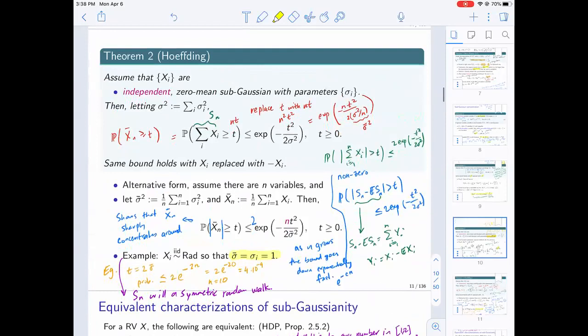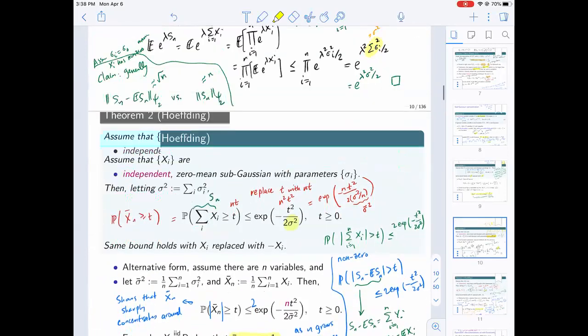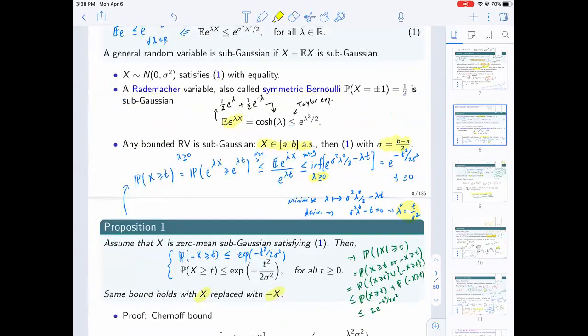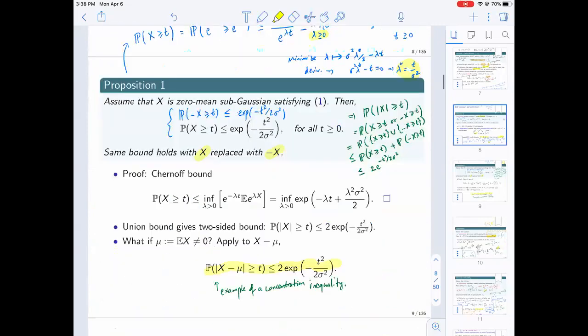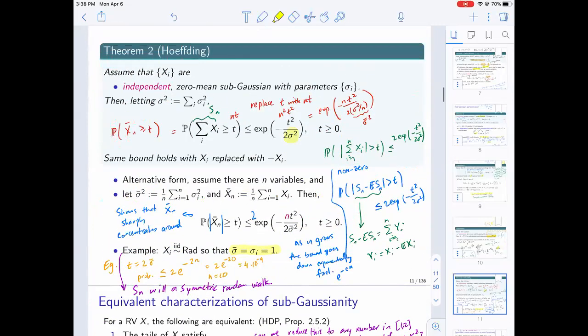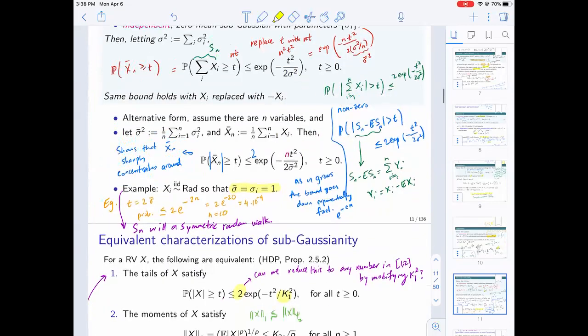The Hoeffding inequality is actually the case where the underlying sub-Gaussian variables are bounded. So for the bounded case, if you replace the sigma with what we had before, with this version of the sub-Gaussian parameter, that would give you the Hoeffding bound. Sometimes the general version in the HDP book is called the Hoeffding bound. So the Hoeffding bound is more or less, in the generalized form, a concentration inequality for the sum or the average of independent sub-Gaussian random variables.